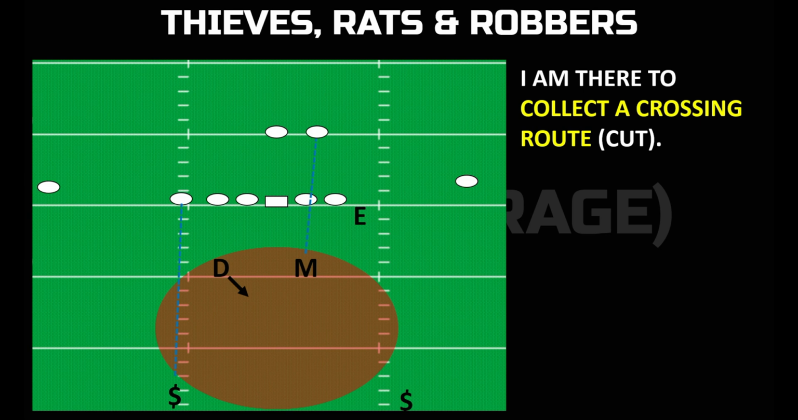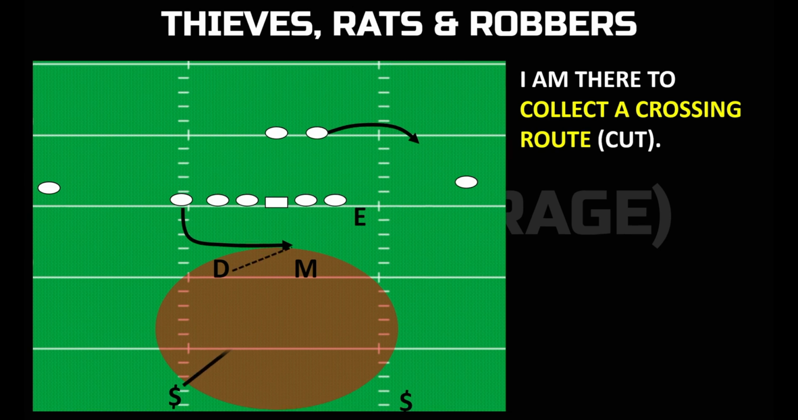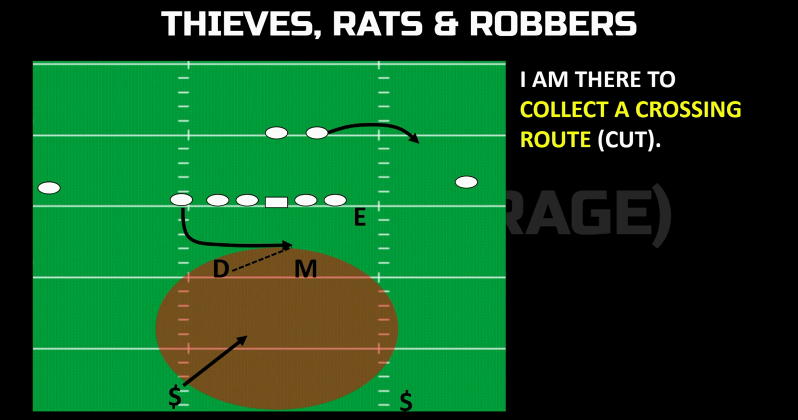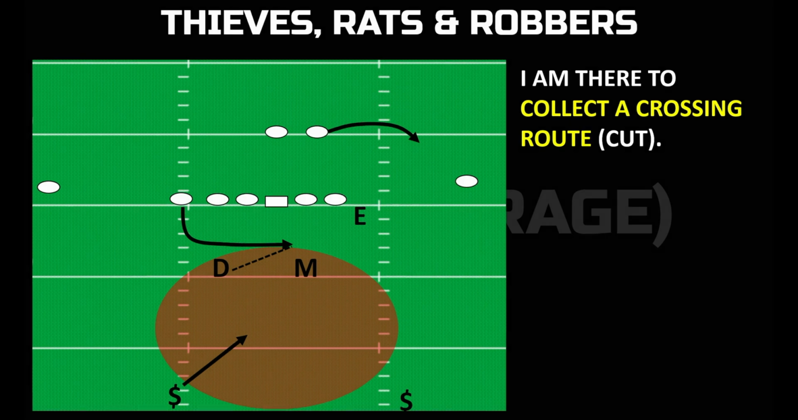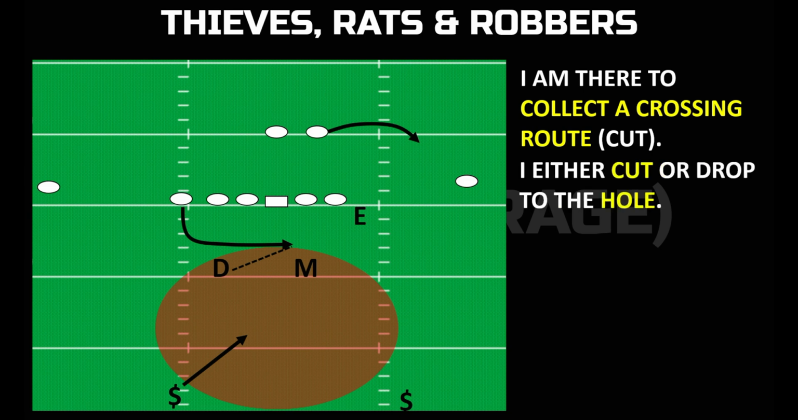Okay, so if there is no crossing route, then there is no cut. Everyone stays on their man, and the dime drops to the low hole. But let's say the tight end runs shallow. The dime then cuts him, and then the safety becomes the new rat. So as the rat, I either cut or hole. Either I cut a tight end and 1 rat, or I drop into the low hole.